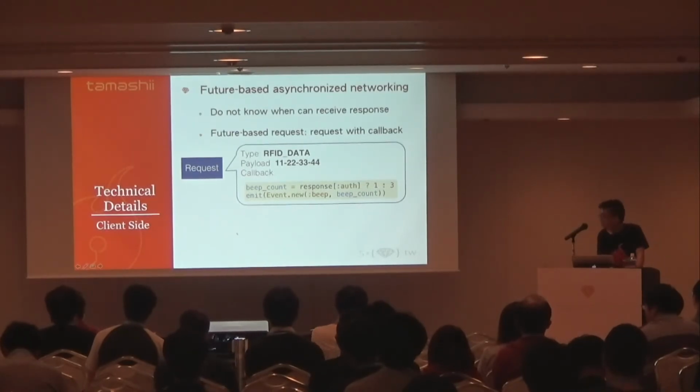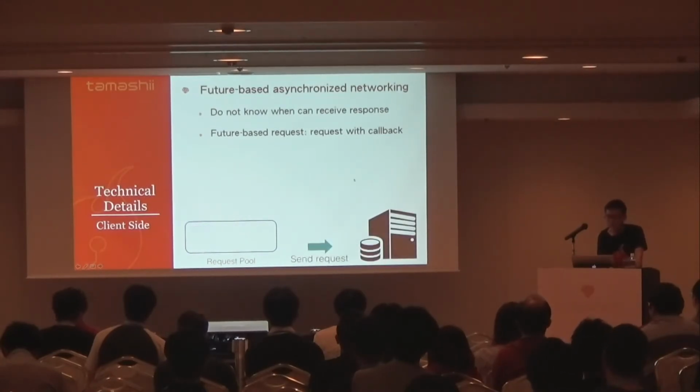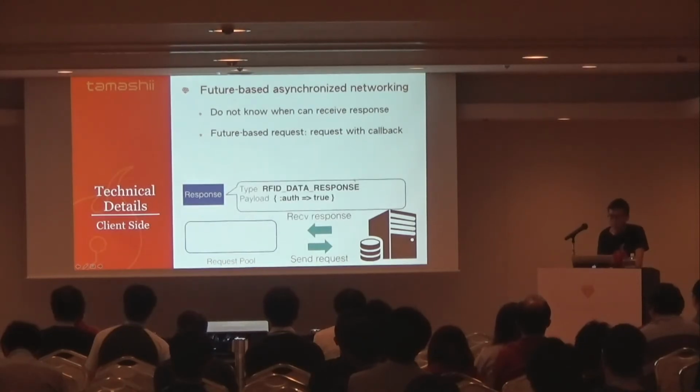When the request is created, it will be put into a Ruby object called the request pool, and the Tamashii worker will send the request to the server, receive the response from the server, and call the callback with the payload from the server. For example, here the hash with auth is true, and you will play one song in the browser.